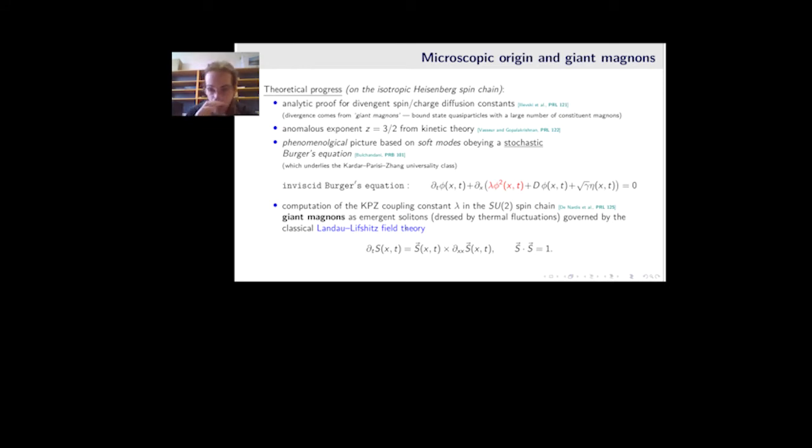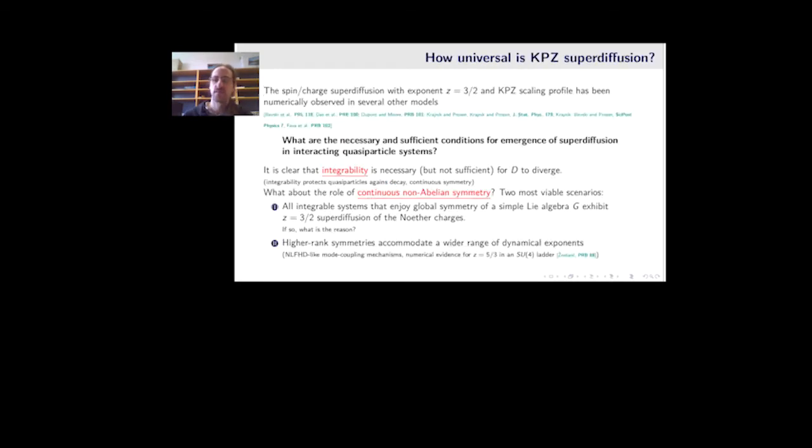Then in another paper afterwards, we actually managed, without referring to that phenomenological picture but working within GHD, to get to this coupling constant lambda of this equation through a particular thermodynamic scaling limit, in which we find that these giant magnons that I mentioned emerge in this limit as semi-classical solitons that are governed by the Landau-Lifshitz field theory that I wrote over here. It's an interesting story, but I don't think I will go deeper into that today. So that was sort of the state of the art at that point.